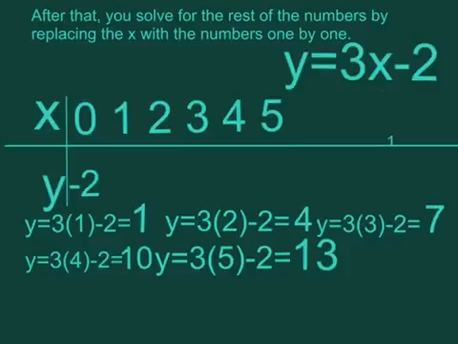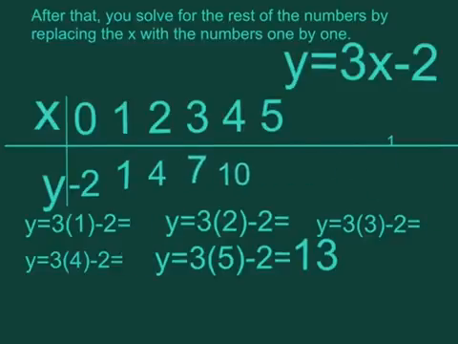Replace the x in the rule with your first number, your second number, your third number, your fourth number, your fifth number. I have done so at the bottom. When you are done with that, put your answer into your table underneath the number that you replaced x with. Like so.